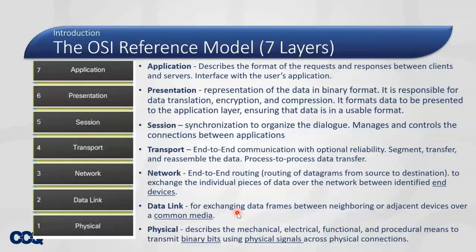Network, in this layer, we care about end-to-end routing of packets from one source to another. For data link, we care about exchanging frames. Here in network layer 3, we call it a packet. We are moving packets from one router to another. In data link, we say frames. We are sending frames from PC1 to PC2 through the switch. And the physical layer describes the electrical and mechanical means and procedures to transmit binary bits using physical signals across connections.